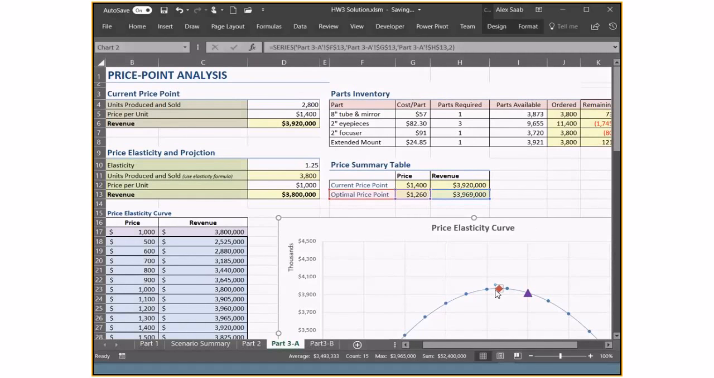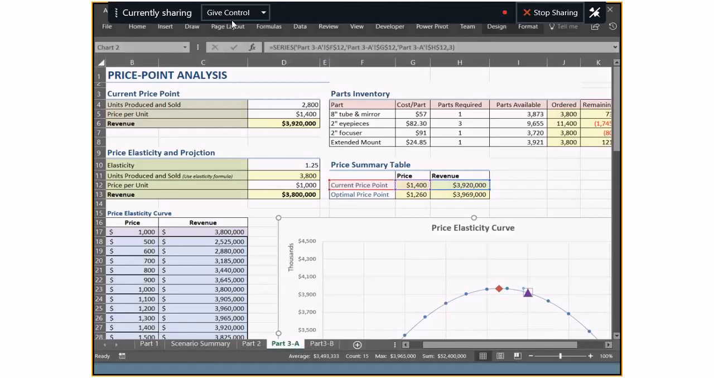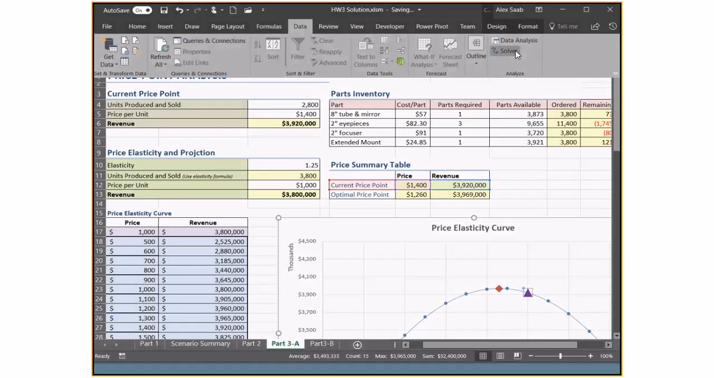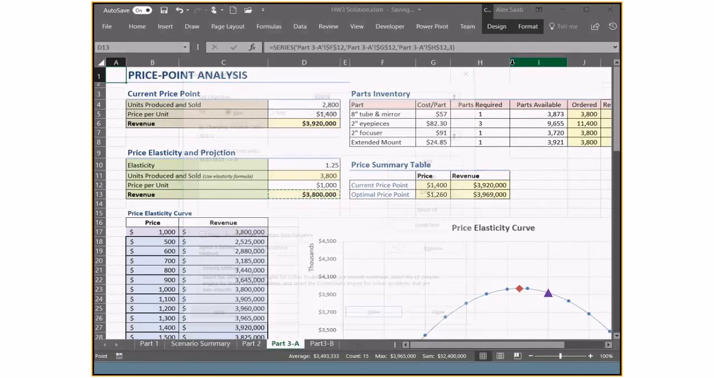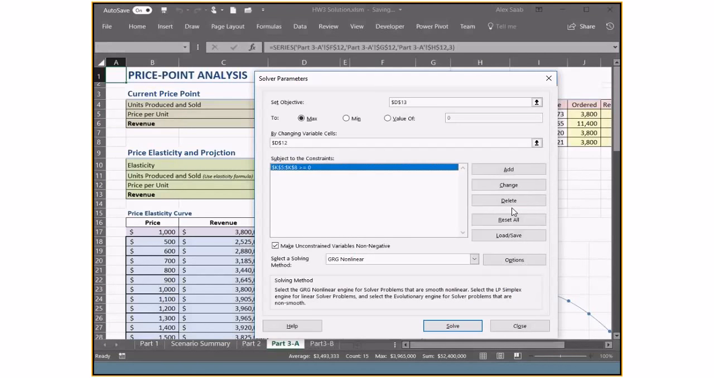This is the current price point, which is this one. So this is where we stand. But we need to optimize this to maximize that. So when we use solver, without any constraint, let me delete this first.